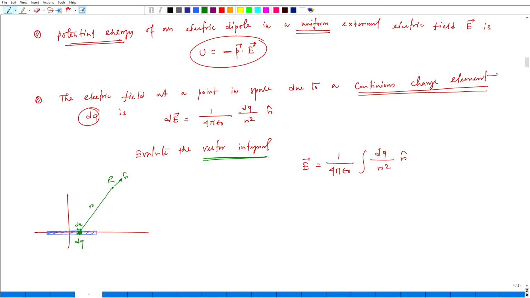In the next class we will consider the three types of charge distributions and how to solve problems for continuous charge distributions. We discussed them already in the class, but we will briefly recapitulate those things again. Okay, thank you.